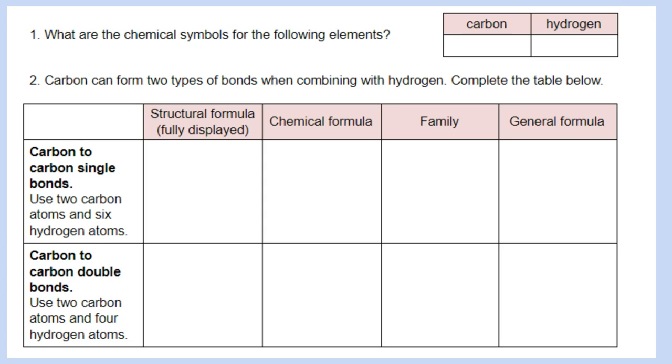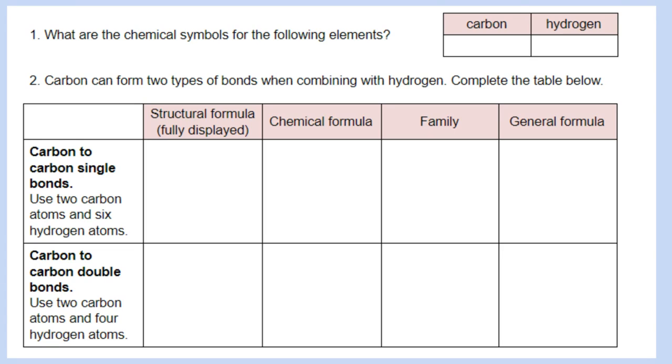Second question, wanting to fill in this table, we'll go row by row. So the first row is expecting us to draw carbon-to-carbon single bonds. And it wants us to use 2 carbon atoms and 6 hydrogen atoms. So we're going to draw, if you've worked it out, ethane. Okay, so 2 carbon atoms with a single bond between the carbons, 6 hydrogens around it. The chemical formula would be C2H6, and the family is an alkane, the general formula being CnH2n+2.